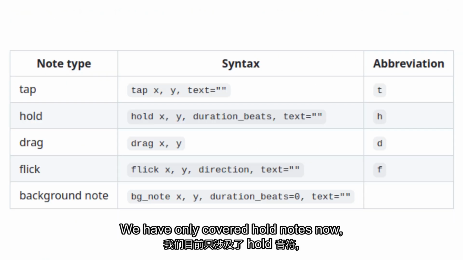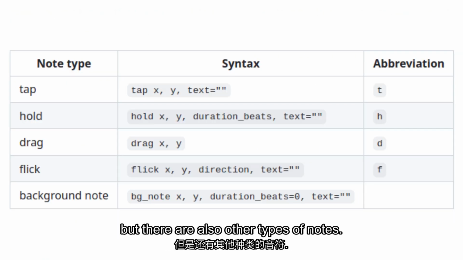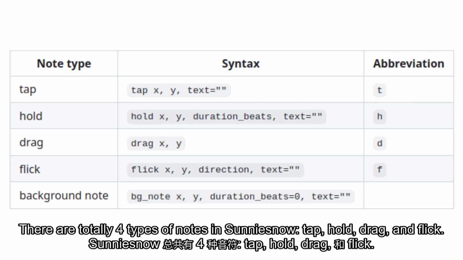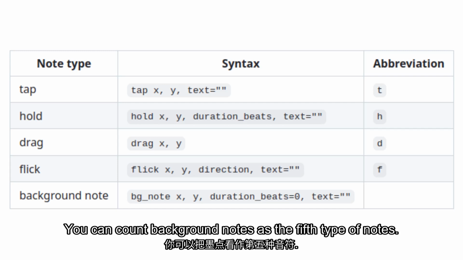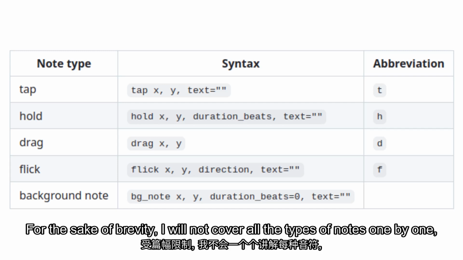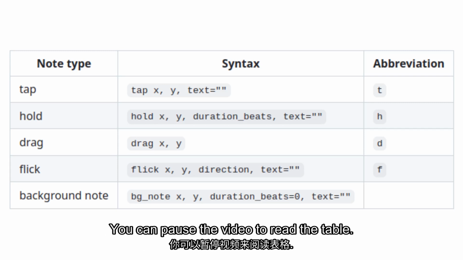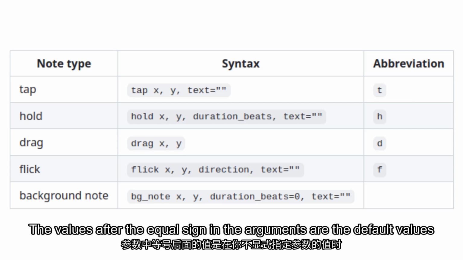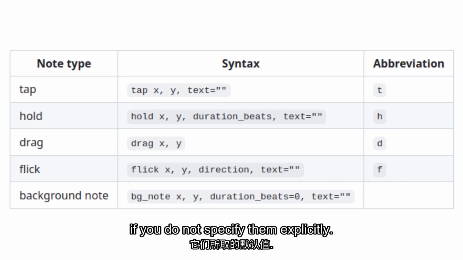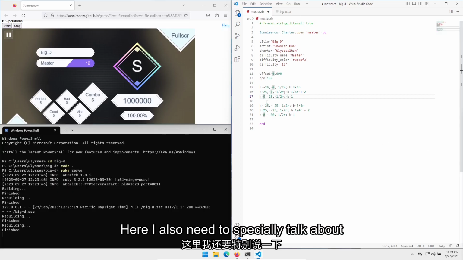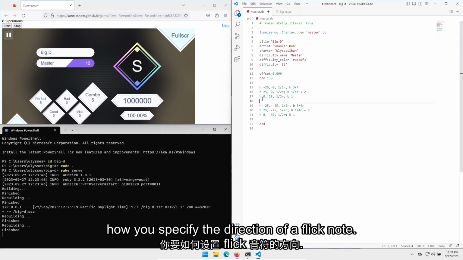We have only covered hold nodes now, but there are also other types of nodes. There are totally 4 types of nodes in Sunniesnow: tap, hold, drag, and flick. You can count background nodes as the 5th type of nodes. For the sake of brevity, I will not cover all the types of nodes one by one, but I will show you a table that summarizes them. You can pause the video to read the table. The values after the equal sign in the arguments are the default values if you do not specify them explicitly. Here I also need to specially talk about how you specify the direction of a flick node.